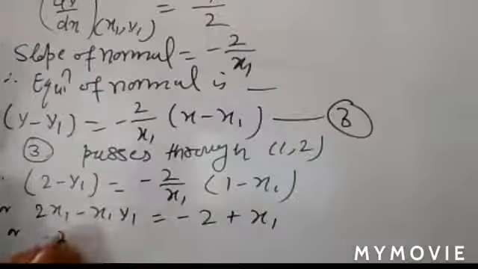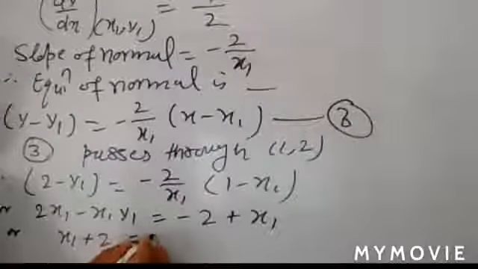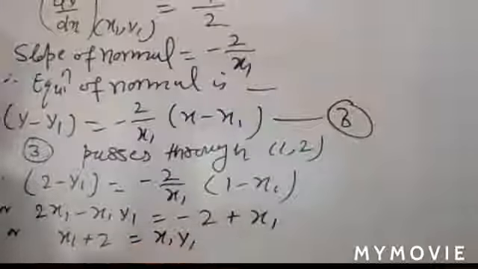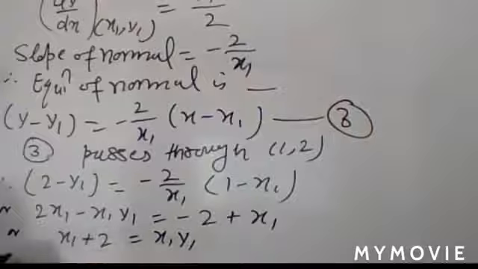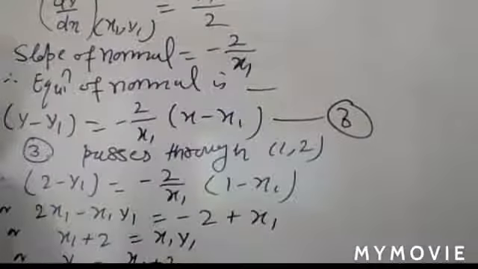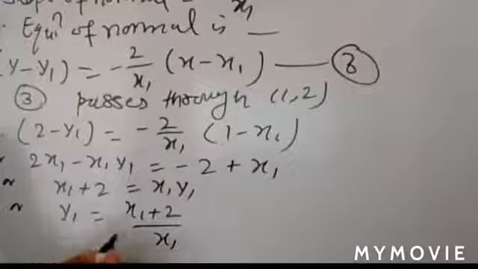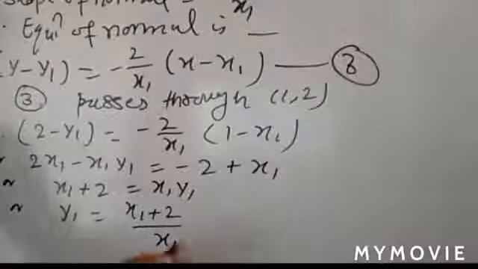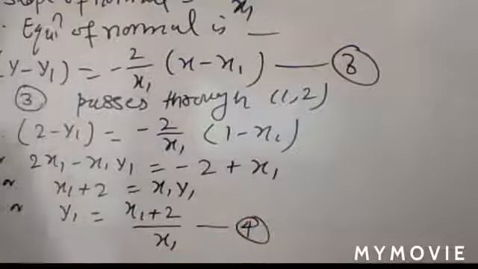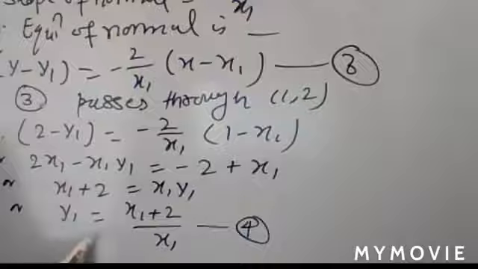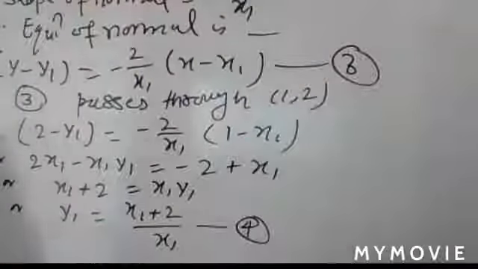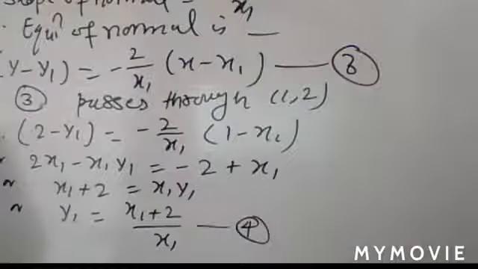So right, here you have x1 plus 2 is equal to x1 y1. You can write in this way and write the value of y1. So y1 is equal to x1 plus 2 upon x1. Yes, right. That is your fourth equation. Now putting that value of y1 in second equation. Put it in second.